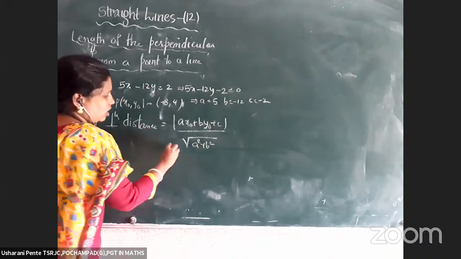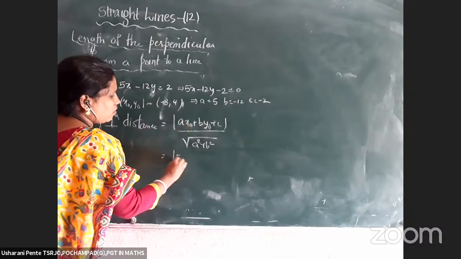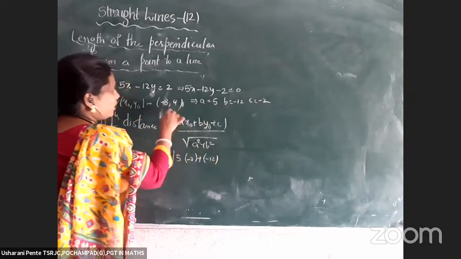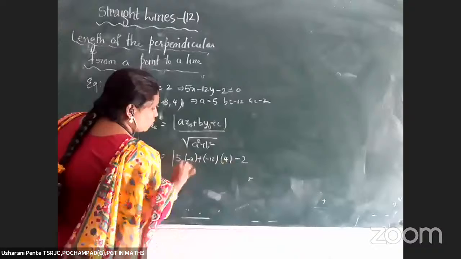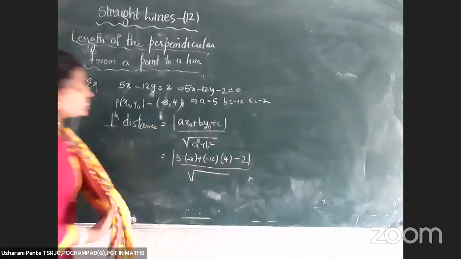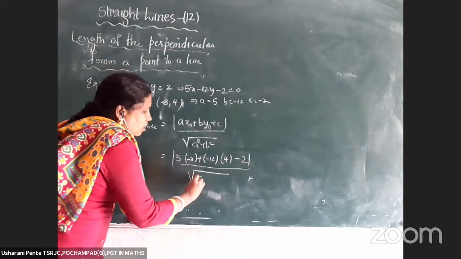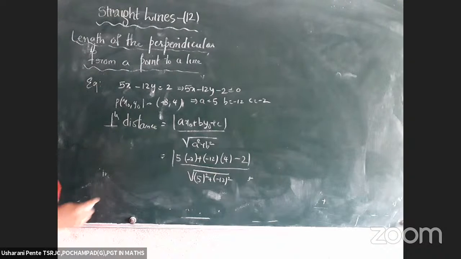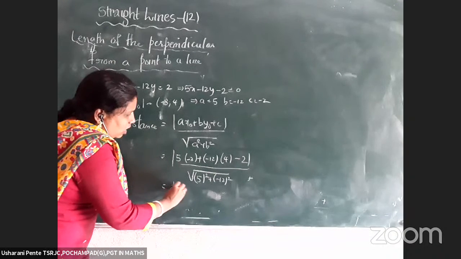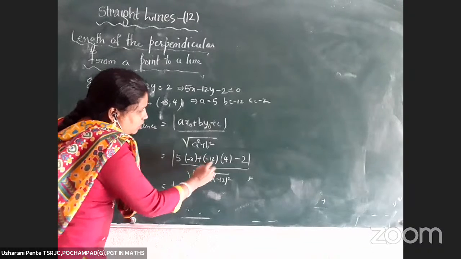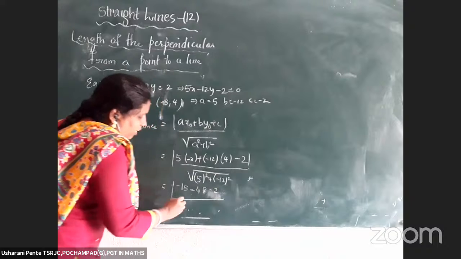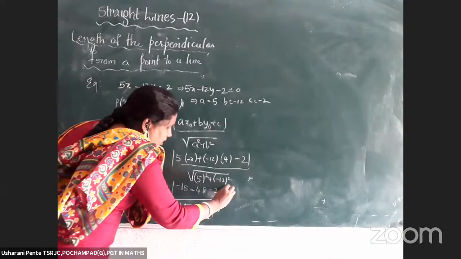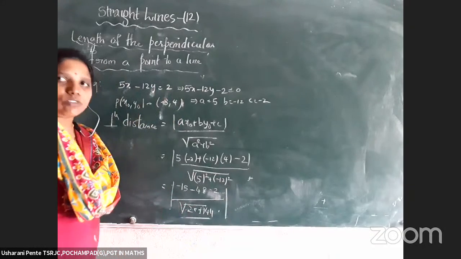Just substitute the values. That is mod of, what is A? 5. What is x0 here? Minus 3, plus B, which is minus 12, times y0, which is 4, minus 2, by under root of A square, 5 square plus minus 12 whole square. So how much will we get? That is minus 15 minus 48 minus 2, by under root of 25 plus 144.